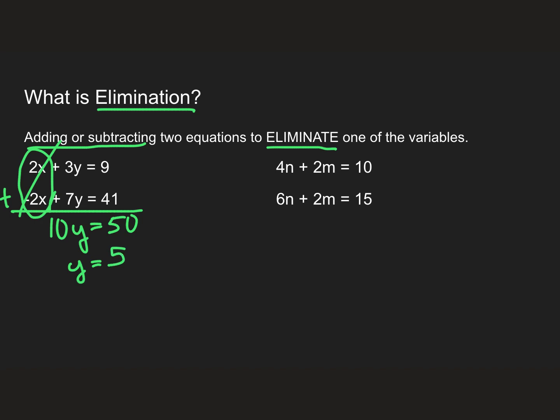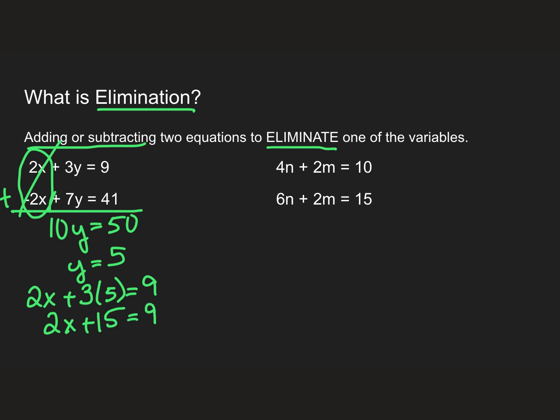Here's the thing you have to remember with elimination. I am not done at this point. I have the value for y, but I still need to know what x is. So I need to come back to one of my two equations. I'm just going to choose the top one because it's got smaller numbers. So I have 2x plus 3 times y, which is 5, equals 9. So that's 2x plus 15 equals 9.